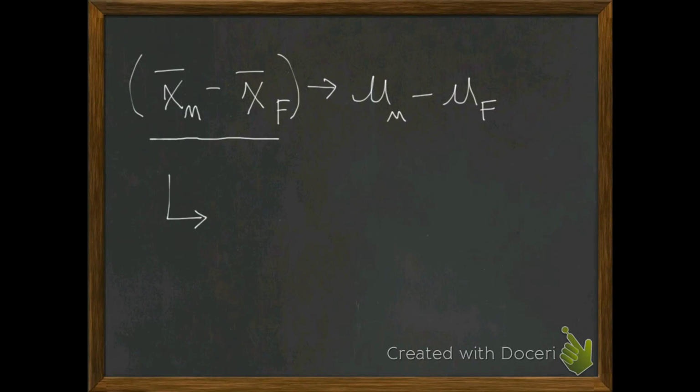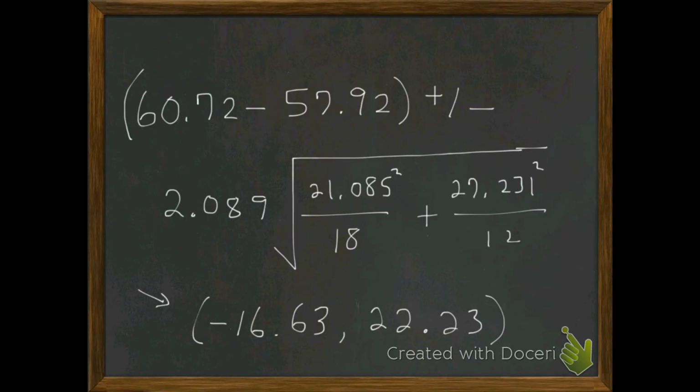So again, after all the smoke clears, on the calculator, the mean difference is 2.8. So what we do is we come in and we add and subtract the margin of error to this, and we get the confidence interval that we get right here.